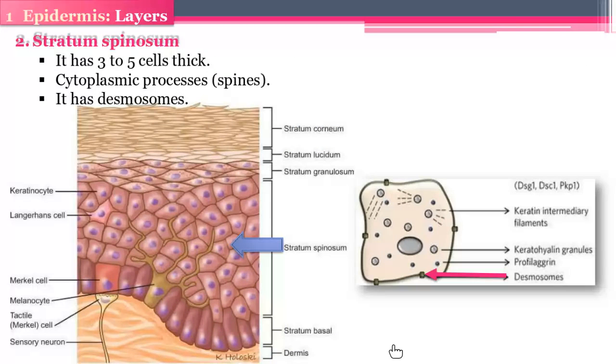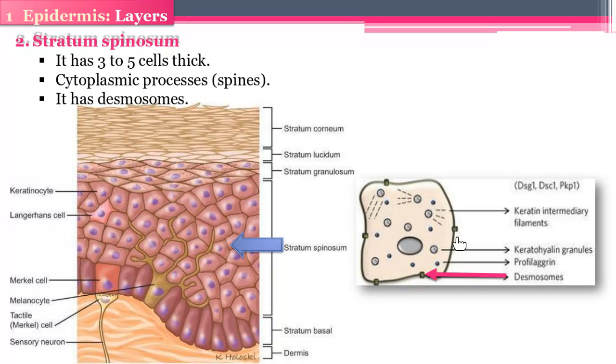The next layer is the stratum spinosum. See here in the pictorial presentation first. As you can make out clearly, it is 3 to 5 cell layers thick and it contains cytoplasmic processes and desmosomes. On your right hand side, I have put a single cell to make you understand the individual cell in the stratum spinosum. You can make out that on all sides it has the attachment molecule in the form of desmosomes.